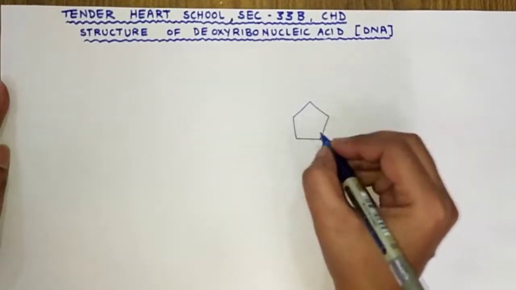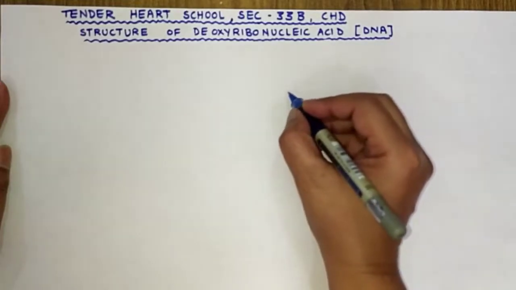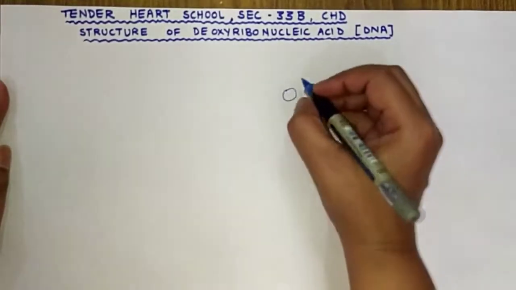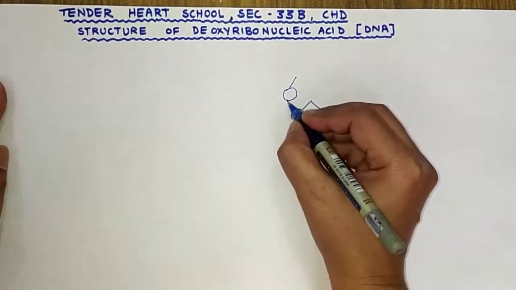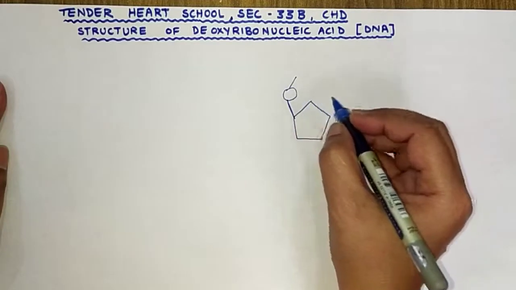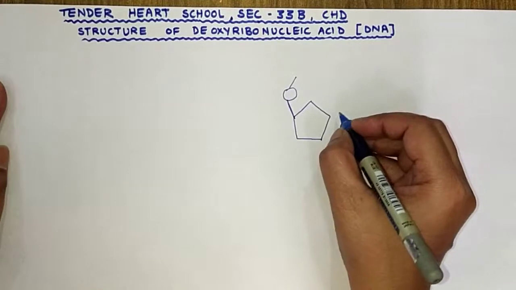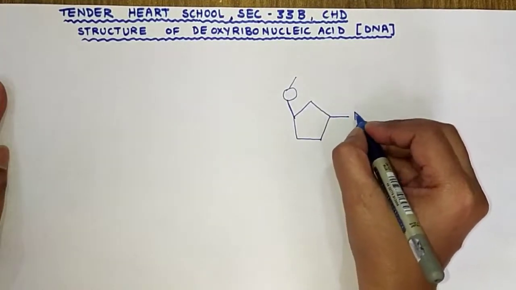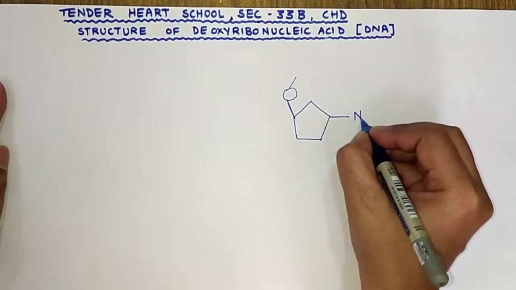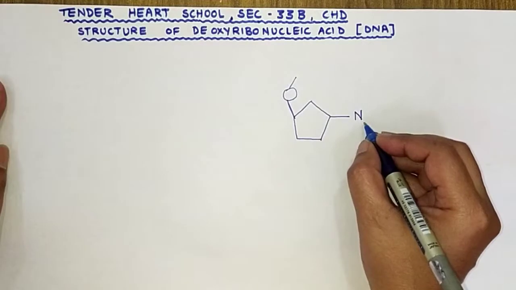a five-sided sugar, that is called the pentose sugar. Then there is a phosphate molecule attached to it. On one side of the pentose sugar we have the phosphate molecule. So this is phosphate, this is pentose sugar, right? And we have one nitrogen base attached to it. There are 4 kinds of nitrogen bases: adenine, guanine, cytosine and thymine.